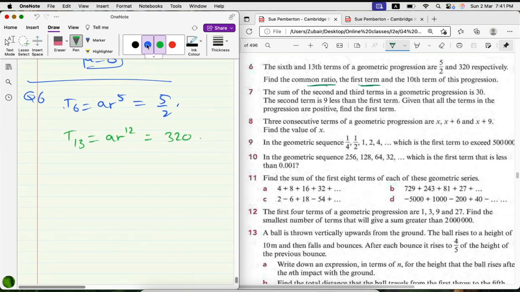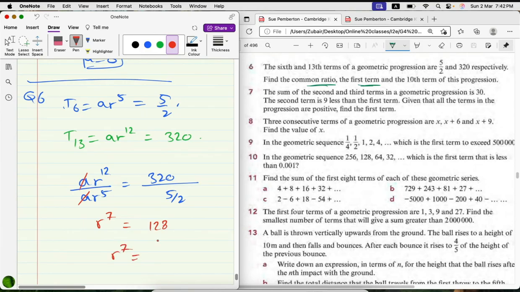So we'll work for A and R first. Again, I'm dividing A R raised to power 12 by A R raised to power 5, and on the other side, 320 divided by 5 by 2. R raised to power 7, and 320 divided by 2.5 is 128. R raised to power 7 is equal to, I'm checking, 2 power 7 is 128. So 2 raised to power 7. Basically, R is equal to 2.